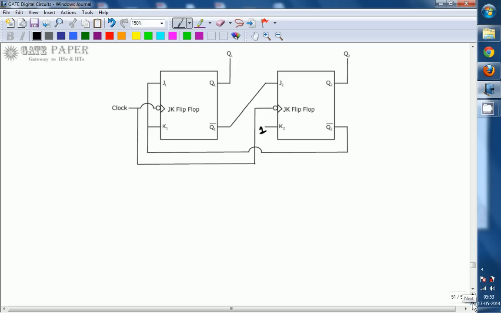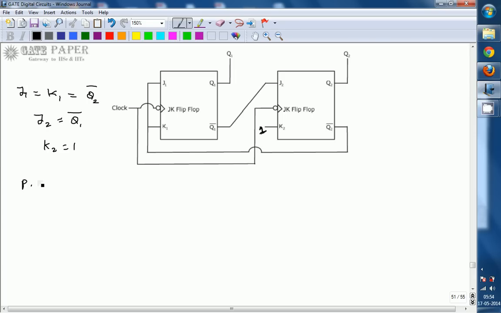So this is the circuit given, and for this circuit first of all we will write the inputs. For Q1, J1 is an input and K1 is an input, both are tied together and they are connected from Q2 bar. So J1 is equal to K1 is equal to Q2 bar, and J2 is Q1 bar and K2 is 1. So these are the values. Now we will go in this way.